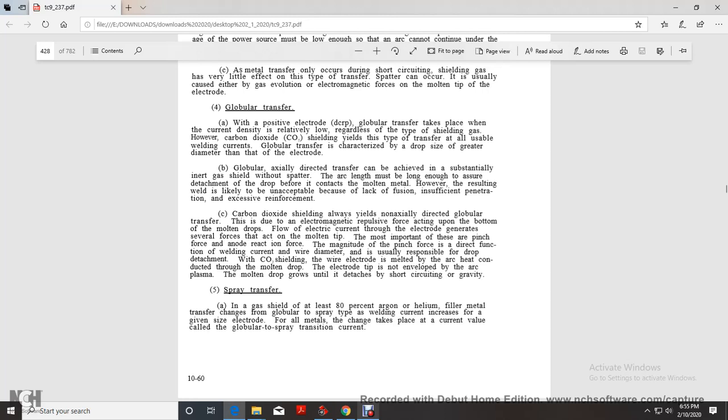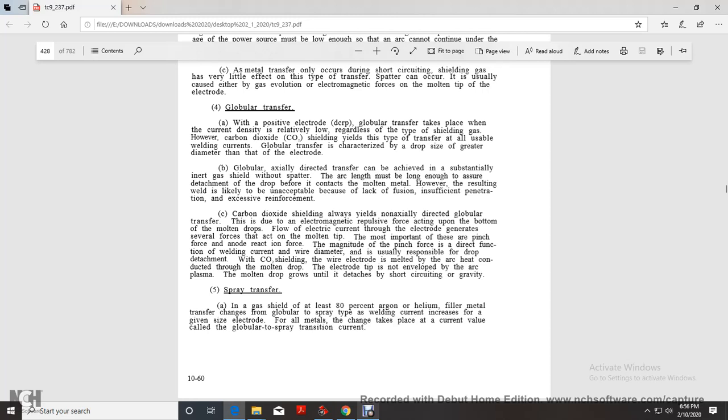Carbon dioxide shielding always yields non-axial directed globular transfer due to the electromagnetic repulsive force acting on the bottom of the molten drop. Electrode current generated with the surface tension force acts upon the molten tip. The most important is the arc pinch force, and the anode reaction and ion forces act as well. The magnitude of the pinch force is a direct function of the welding current, and the wire diameter is usually responsible for drop detachment in CO2 shielding. The wire electrode is melted by arc heat, conducted through to a molten drop. The electrode tip is not enveloped by an arc plasma, and the molten drop grows until it detaches by short circuiting or gravity.